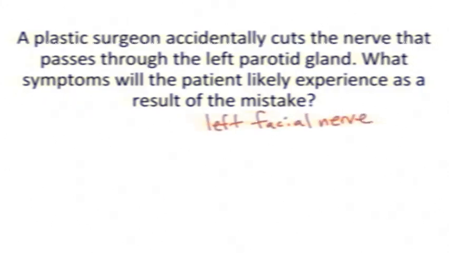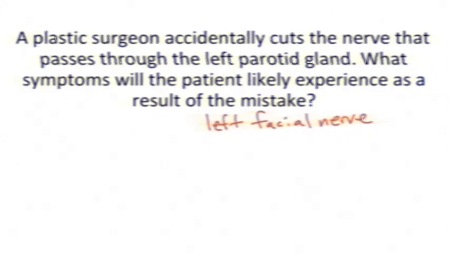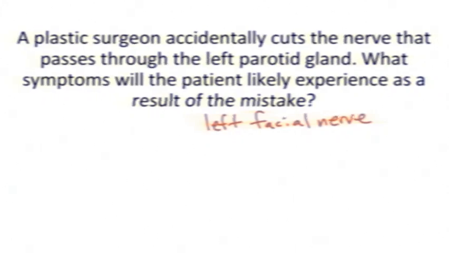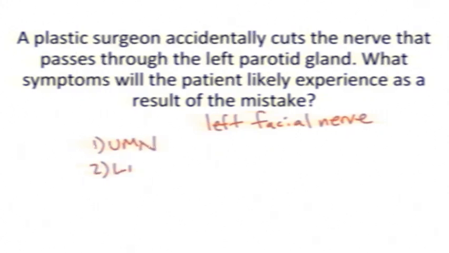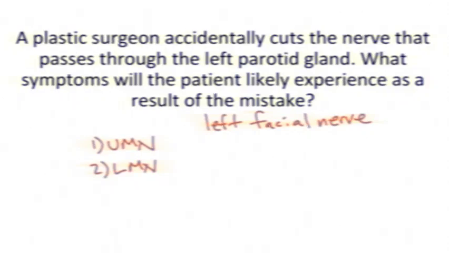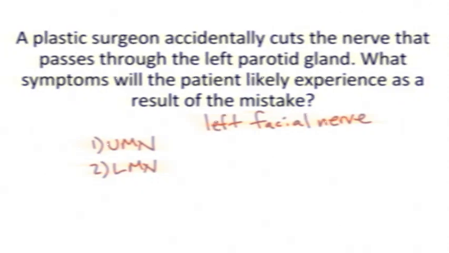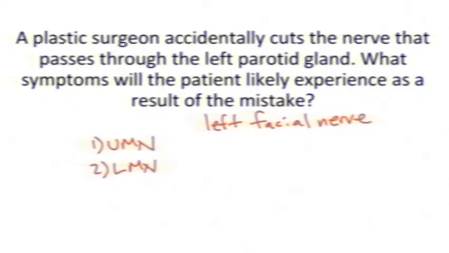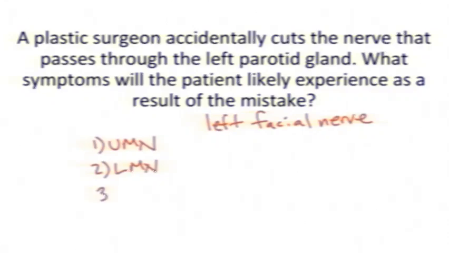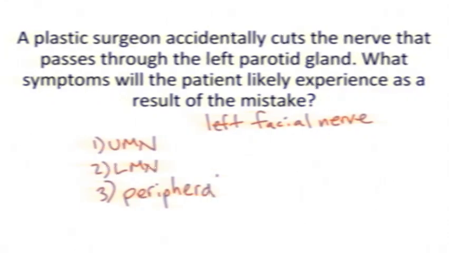For step 1, you need to be able to distinguish 3 different lesions of the facial nerve. First, you need to know the symptoms associated with damage to the upper motor neuron. Second, you need to know the symptoms associated with damage to the lower motor neuron. So earlier, we talked about upper and lower motor neuron lesions to the facial nerve, so I'm not going to spend more time on that now. However, we have not talked about the symptoms associated with damage to the peripheral branches of the facial nerve.